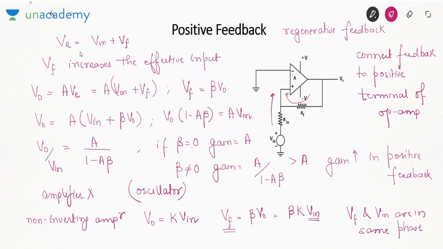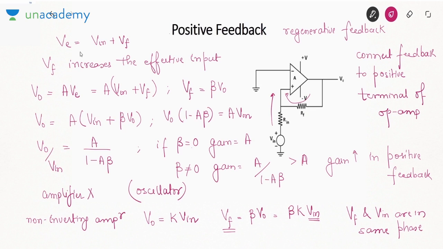In negative feedback, I told you it was trying to reduce the input signal, but positive feedback tries to increase the input signal. If input is positive, feedback is also positive. Net input will increase. If input is negative, feedback is also negative. Net input will again increase. So positive feedback tries to increase the input signal and hence increase the output, and negative feedback tries to reduce the input signal and hence reduce the output.